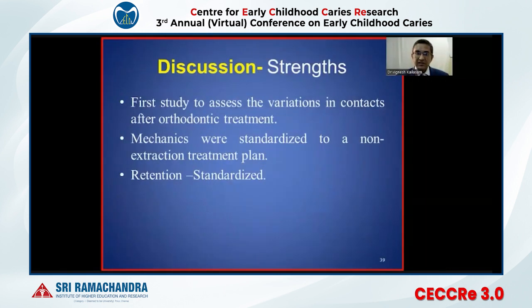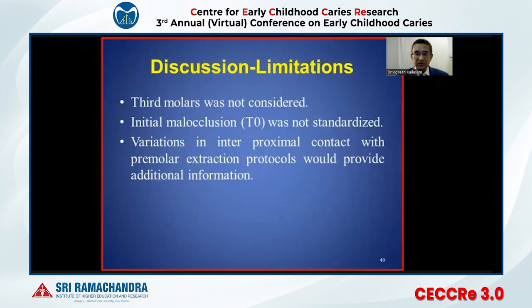The strength of our study was that this was the first study to assess the variations in contact after orthodontic treatment. The mechanics were standardized to a non-extraction treatment plan. The retention protocol was also standardized to an upper S6 and a lower canine-to-canine bonded retainer. The limitations of our study were that the third molars were not considered either in the initial occlusion or during the follow-ups. The initial malocclusion, that is, whether it was class 1, class 2 or class 3, was not standardized, and definitely the variation in interproximal contacts with premolar extraction protocols would provide additional information.